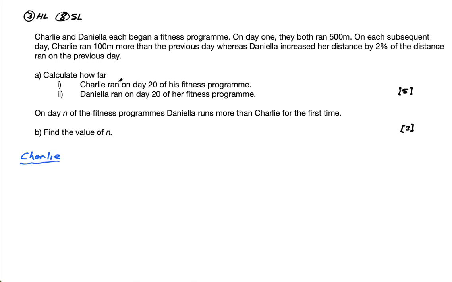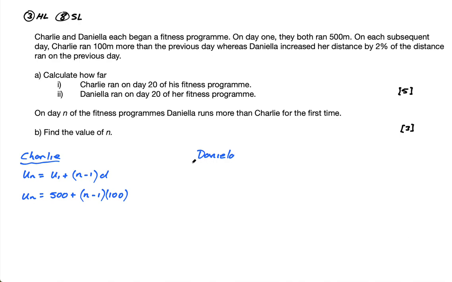Now, it's nice to think about this yourselves, guys, which is it, an arithmetic or a geometric sequence? Well, Charlie's is an arithmetic sequence because he's increasing it by 100 each day. So Charlie's U of n is U1 plus (n minus 1) d. His U1 is 500 because he ran 500 the first day, his n is just his n, and his d is 100 because he's adding 100 each day. So that's Charlie's U of n.